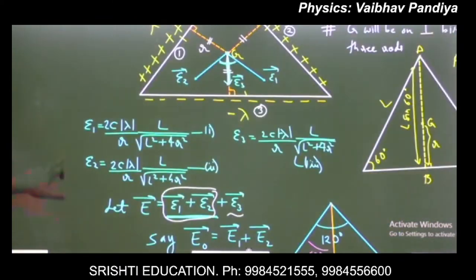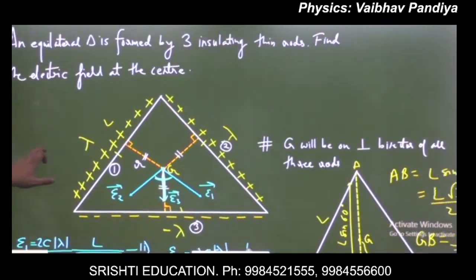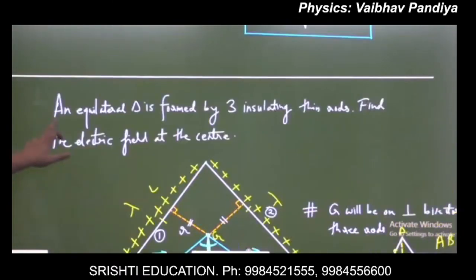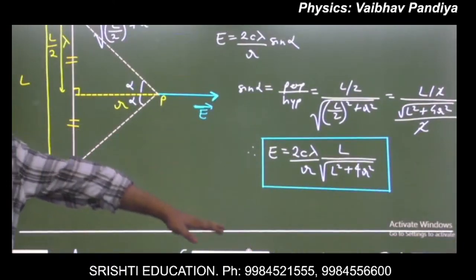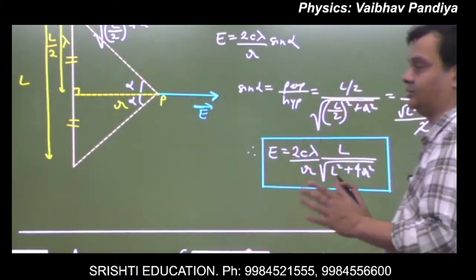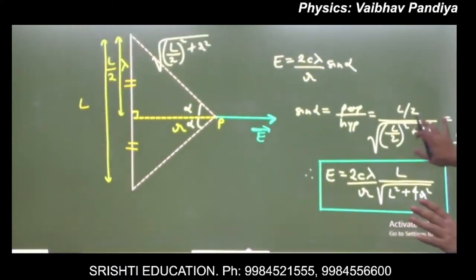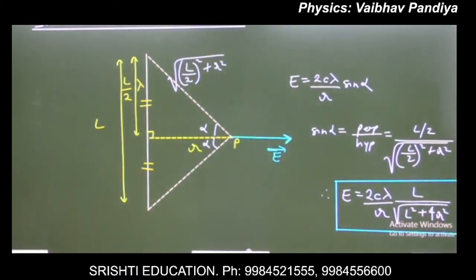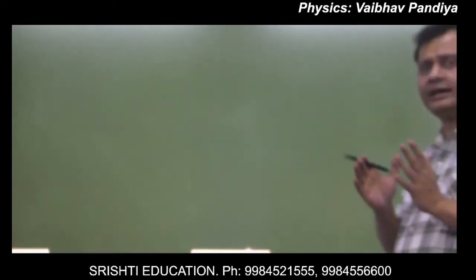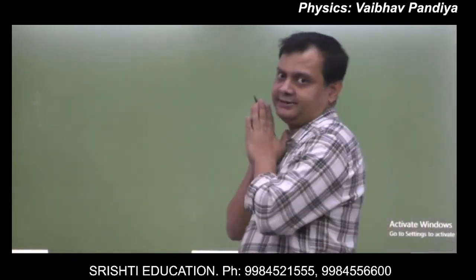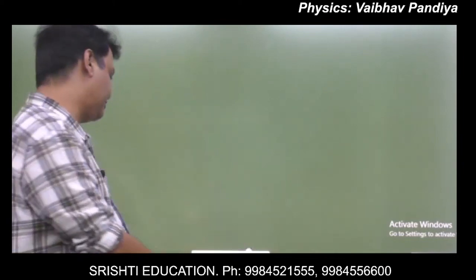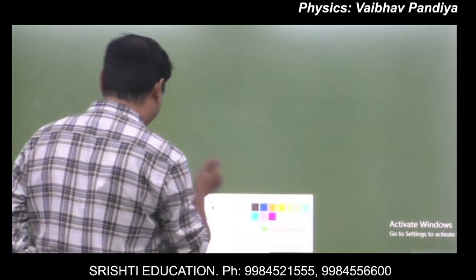We have seen the application of the field due to a finite length on its perpendicular bisector. So this is the formula which we will keep on fingertip for the electric field due to a thin rod on its perpendicular bisector. That is the first special case. Got it? Now we will see the second special case. We will see the electric field due to an infinite or very long line of charge. This is also very important.